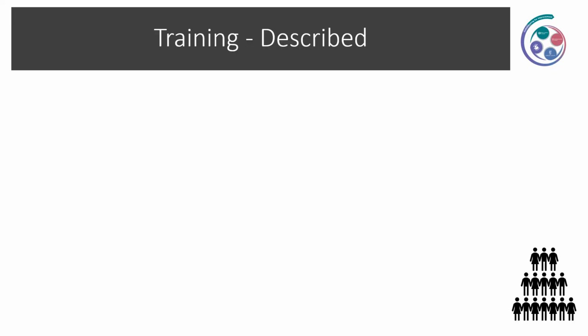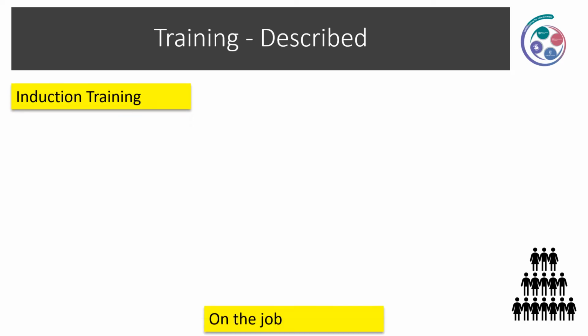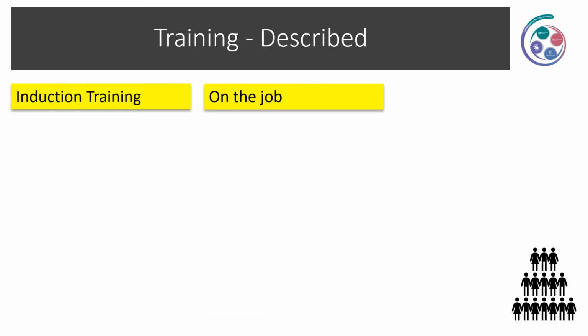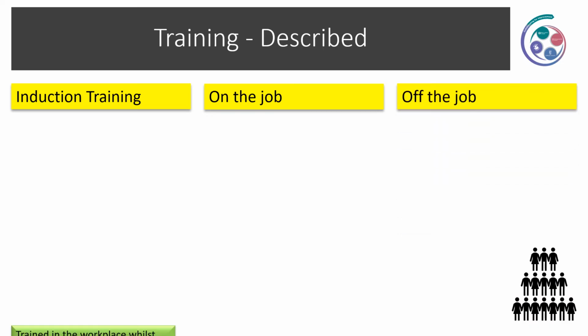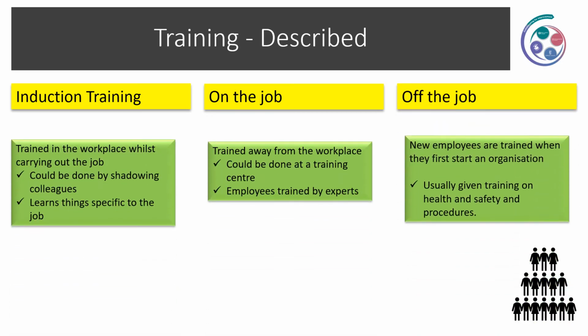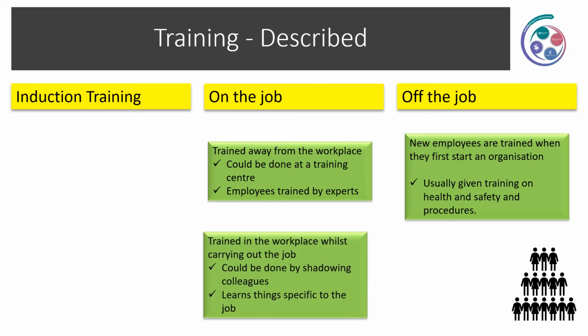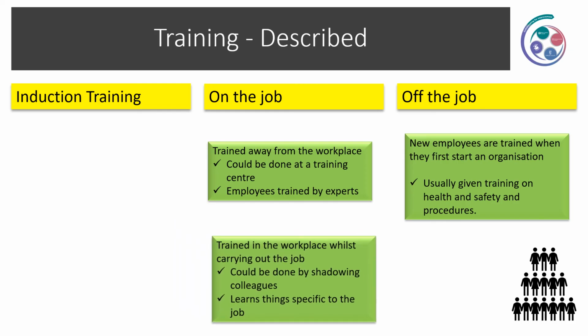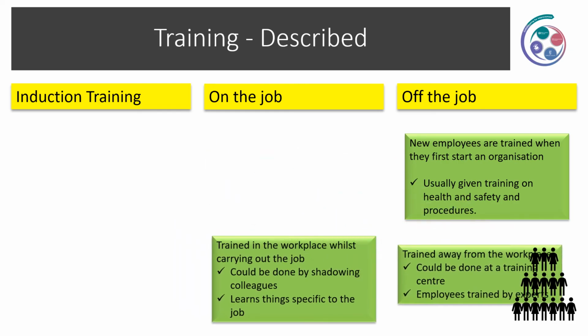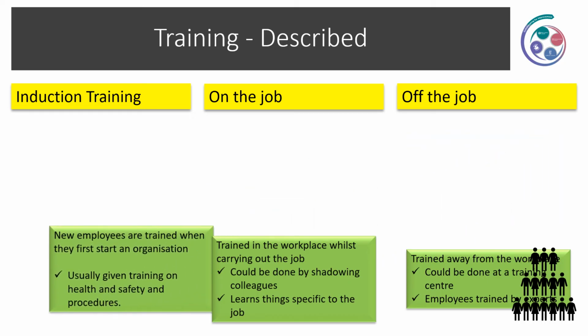We're going to recap on training. So the three types of training that we have got are induction training, on-the-job training, and off-the-job training. Now these descriptions are all mixed up, so see if you can put them in the correct place. Okay, so we have got induction training, on-the-job training and off-the-job training, and these should now be put into the correct place.